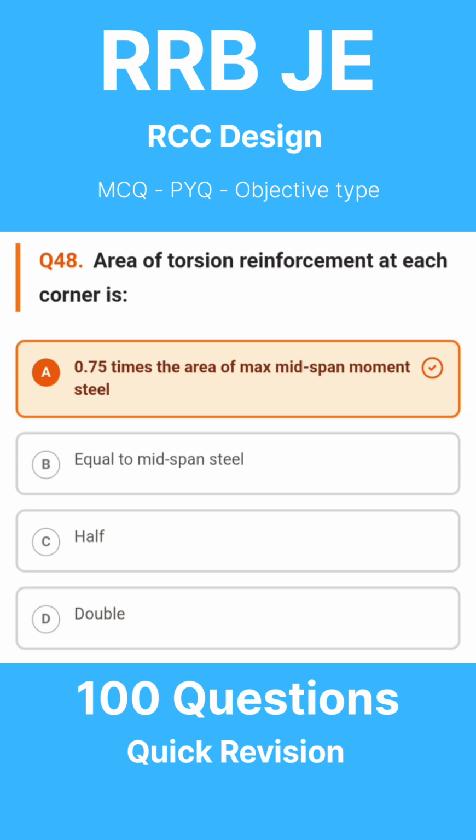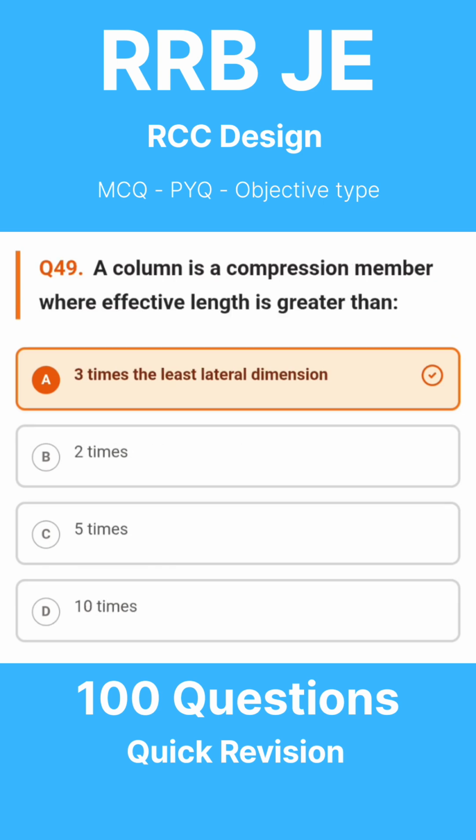Question 48. Area of torsion reinforcement at each corner is. The correct answer is 0.75 times the area of max mid-span moment steel. Question 49. A column is a compression member where effective length is greater than. The correct answer is 3 times the least lateral dimension.